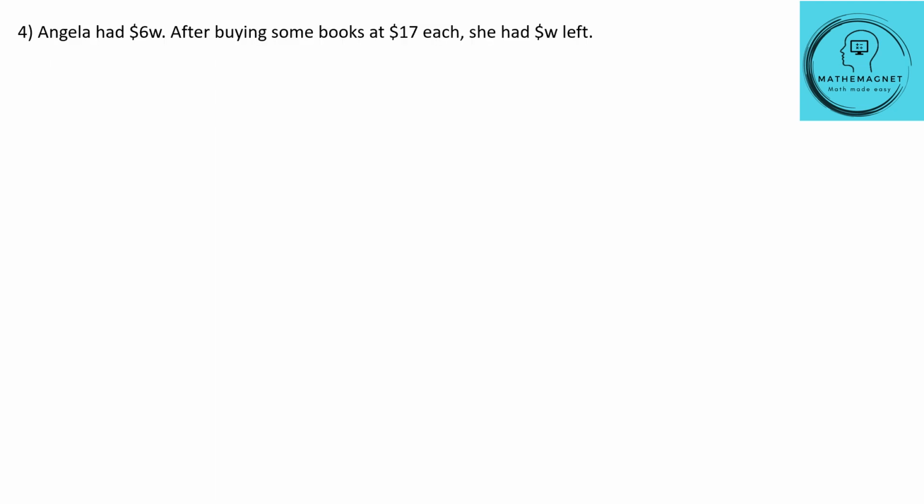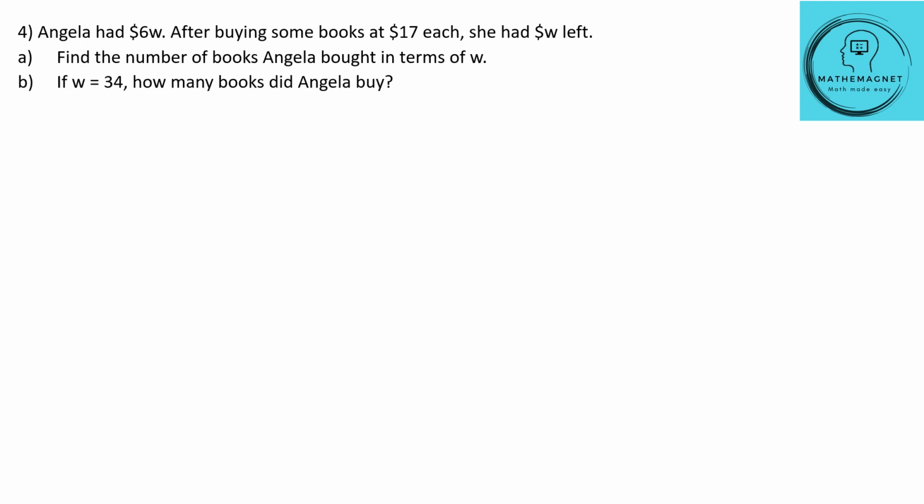Let's look at question number 4. Angela had $6 after buying some books at $17 each. She had W dollars left. So there are two questions given. Question A, find the number of books Angela bought in terms of W, and question B is, if W is equal to 34, how many books did Angela buy? So let's start solving one by one.